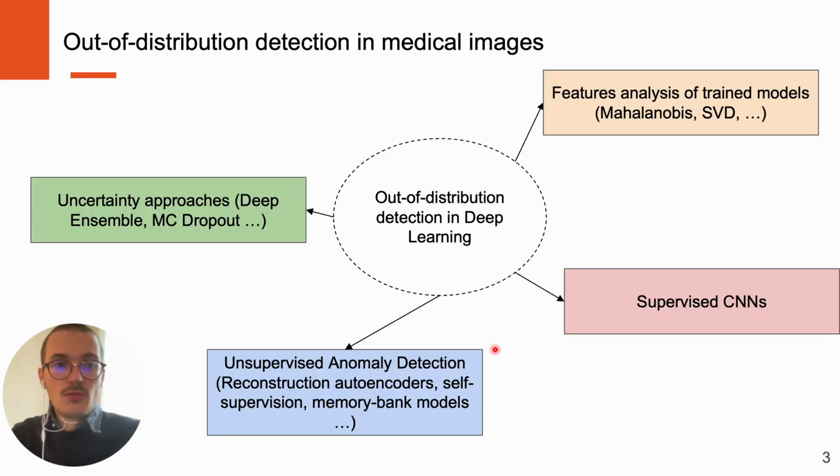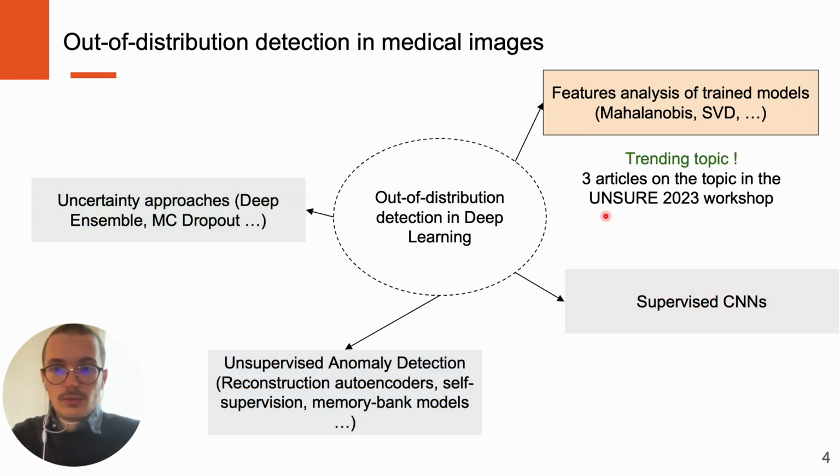So there has been a lot of work on out-of-distribution detection in deep learning. Popular approaches are, for example, uncertainty approaches, such as the deep ensemble or Monte Carlo dropout. We have also unsupervised anomaly detectors, including reconstruction autoencoders, self-supervisions, or memory bank models. Another approach is supervised CNNs that are trained to detect abnormal inputs using labeled data. And the last family of methods is feature analysis of trained models.